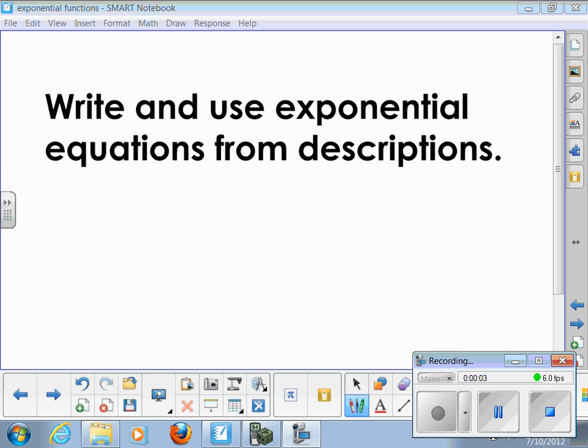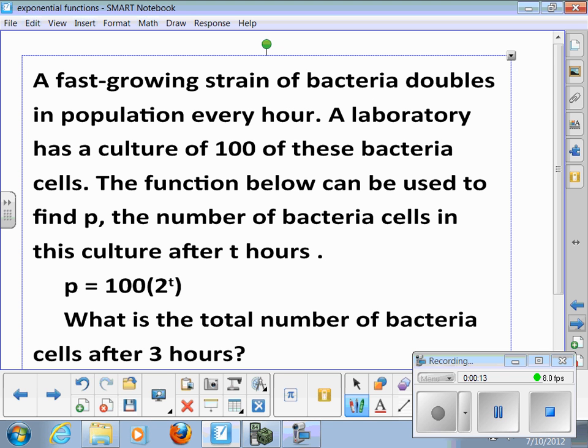This video clip explains how to write and use exponential equations from descriptions, like words describing what's going on. An example: a fast-growing strain of bacteria doubles in population every hour. Each bacteria splits and becomes 2. So if you start out with 100 of these bacteria, the function below can be used to find P, the number of bacteria, the population of the cells in this culture after T hours.